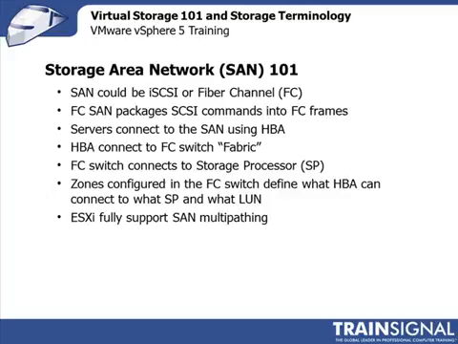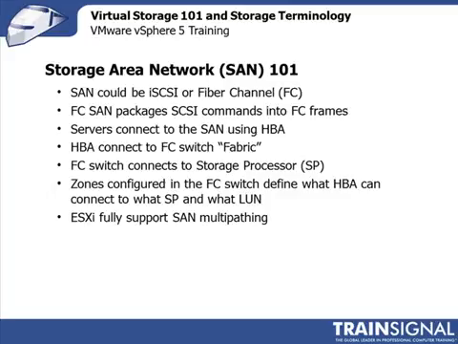Servers connect to the SAN using an HBA. Think of the HBA as the equivalent of your NIC card, except it can accept a fiber cable, whereas the NIC card will only accept an Ethernet type cable. So just again, to give you some sense of relation here. The HBA connects to a Fiber Channel switch. The Fiber Channel switch is typically known as the fabric. The Fiber Channel switch connects to a storage processor.